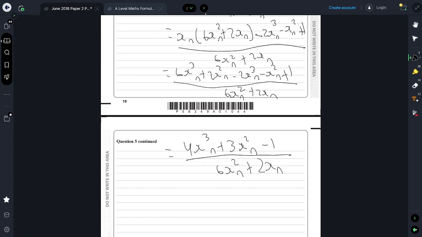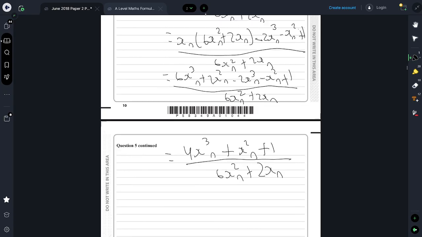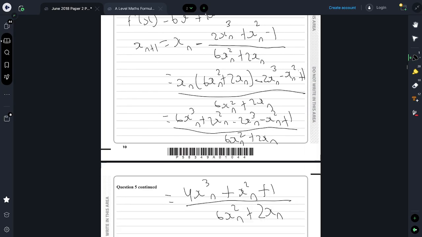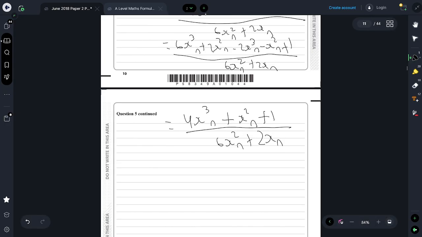And then you get 4x cubed, and we've got 2x squared minus x squared, so we just get plus x squared, and then plus 1. Is that the answer they wanted? Let's have a check now that we've checked that working. Yes. Lovely, lovely. That's the beauty of these show that questions. If you make a silly mistake and you don't get the right thing, it allows you to check your answer.